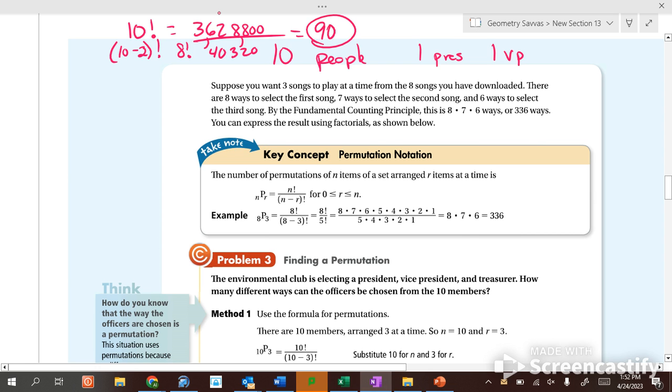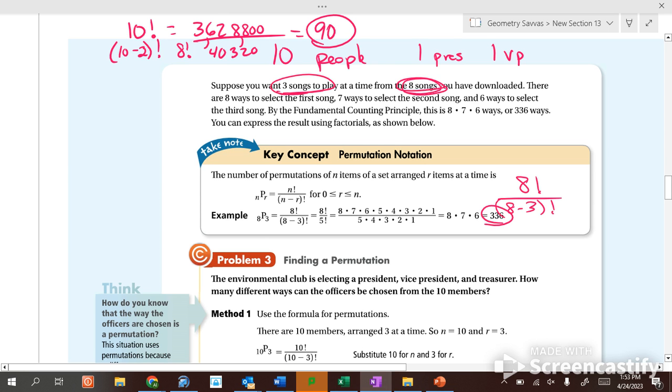Okay? So, if you want to play 3 songs, if you have 8 songs on your MP3 player and you want to play 3 of them, it would be 8 factorial over 8 minus 3 factorial. Okay? Or it winds up to be 336 ways of playing those songs.